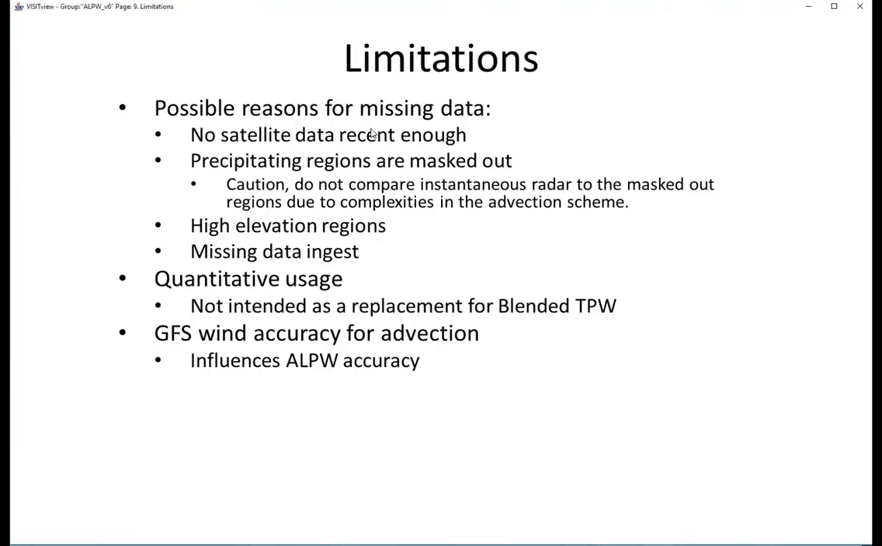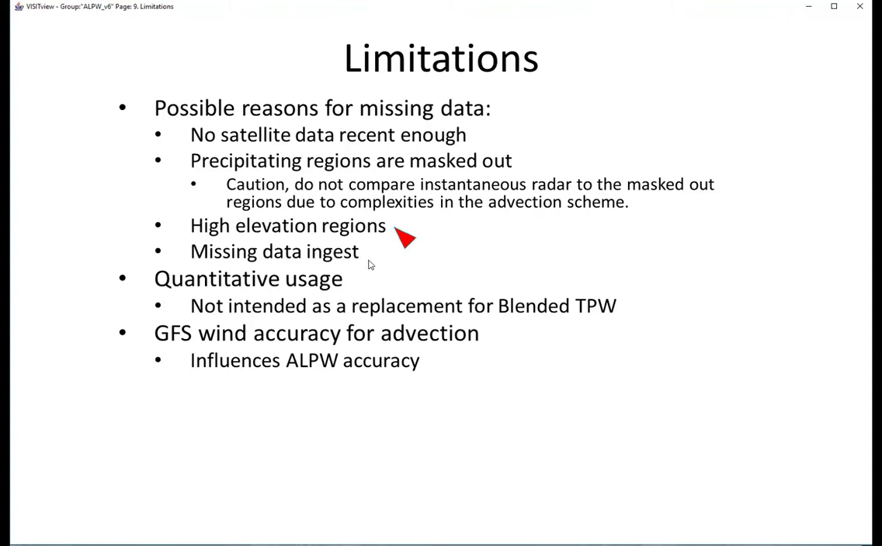Limitations: there's a number of reasons why there may be missing data. You'll see that in the examples coming up soon. The most common one is that no satellite data may be recent enough. If it's too old, it'll just show up as missing. Precipitating regions are masked out within the algorithm. You have to be careful to make sure you don't compare an instantaneous radar image to a given time, because there are complexities in the advection scheme that don't really allow for a one-to-one comparison like that.